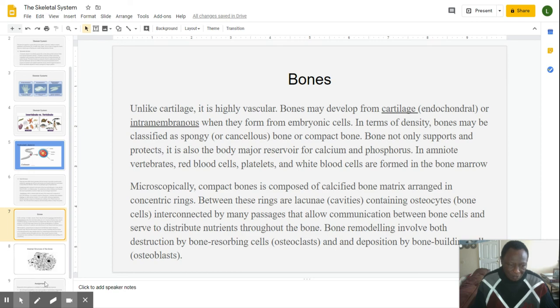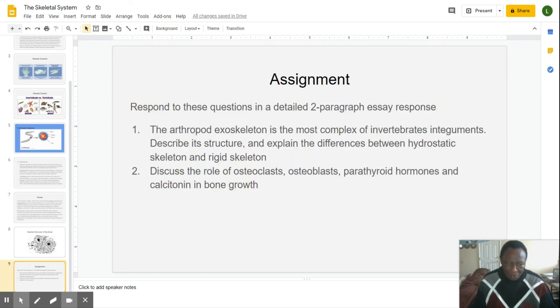For our activity for today, your assignment is based on responding to these two questions in a detailed two-paragraph essay. The first question is, the arthropod exoskeleton is the most complex of all invertebrate integuments. Describe its structure and explain the difference between hydrostatic skeleton and rigid skeleton. The second one involves the bone. Discuss the role of osteoclasts, osteoblasts, parathyroid hormone, and calcitonin in bone growth.